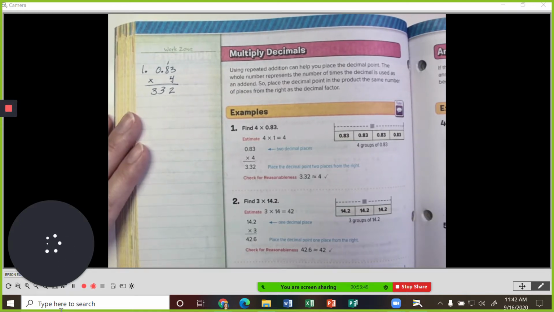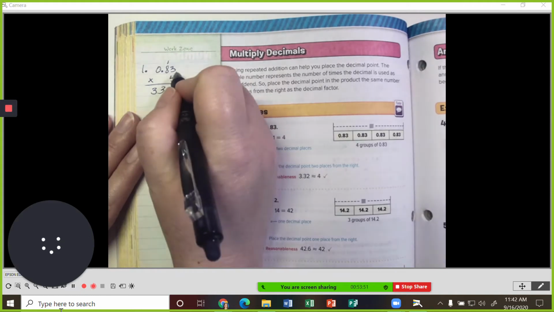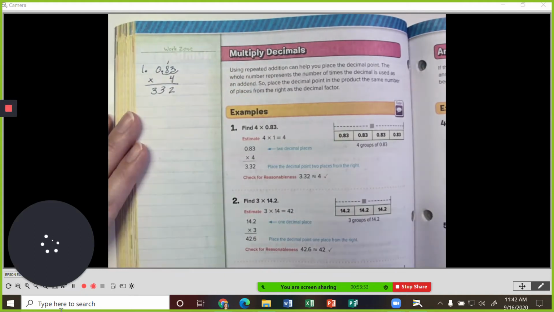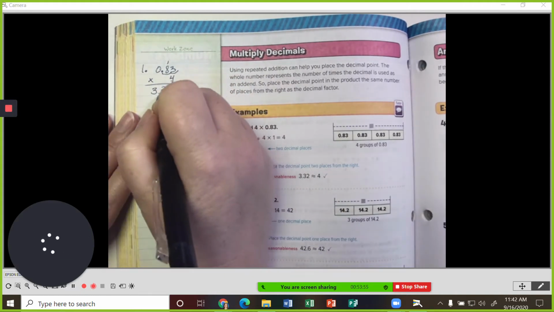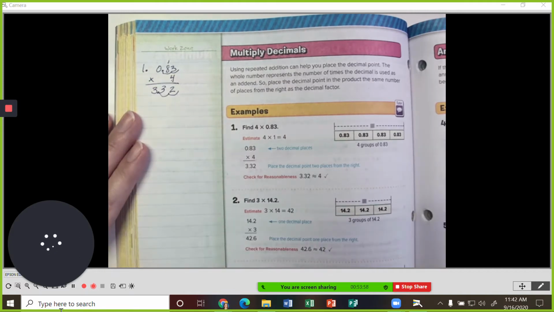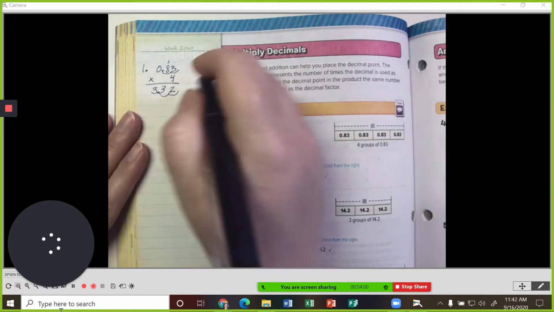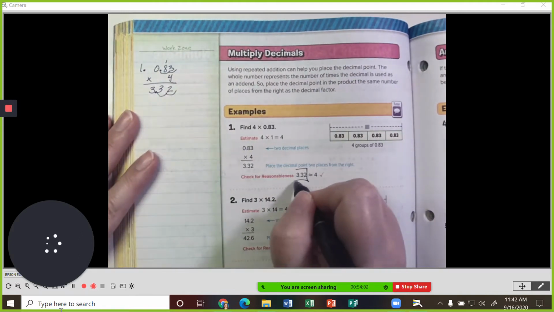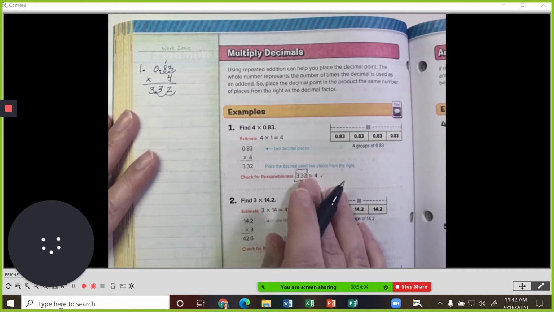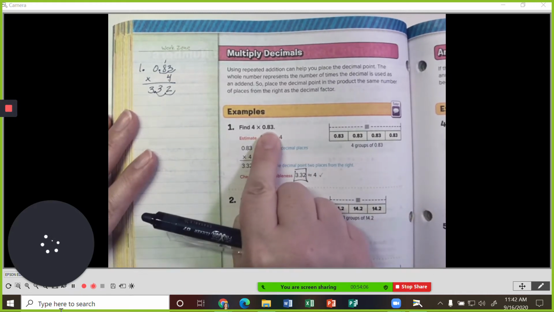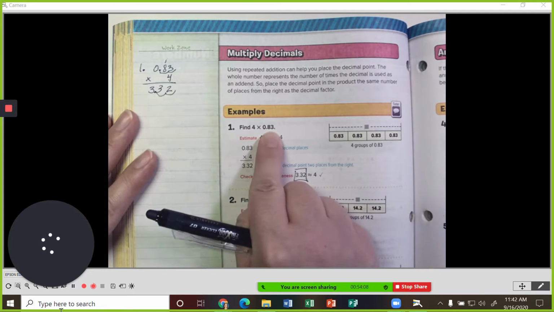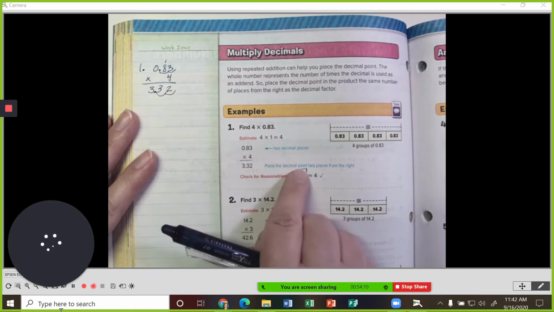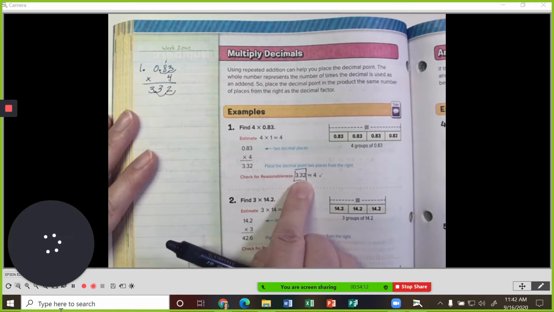Then I look at my problem. In my problem, I had 2 decimal places. So in my answer, I need 2 decimal places. So this will be 3.32. Okay, so that's my answer to number 1, 3.32. And then I check for reasonableness. 0.83 is pretty close to 1. 1 times 4 would be 4, so 3.32 is a reasonable answer.